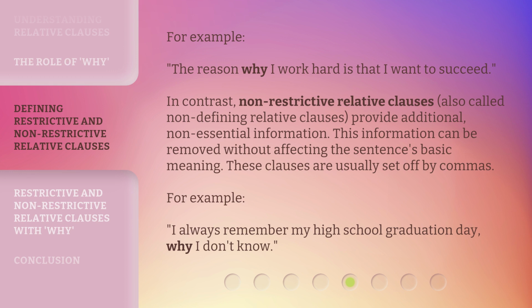In contrast, non-restrictive relative clauses, also called non-defining relative clauses, provide additional, non-essential information. This information can be removed without affecting the sentence's basic meaning. These clauses are usually set off by commas. For example, I always remember my high school graduation day, why I don't know.